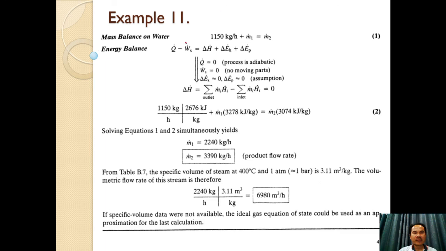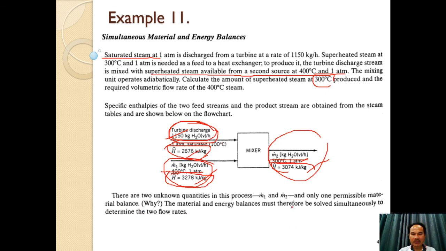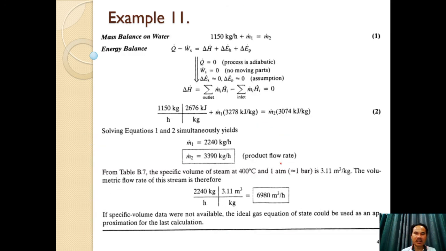The first step, you make the mass balance of water around the mixer. We have water input of two feeds and one output. Input 1150 plus M1 equals M2, because there is no generation, no consumption, and no accumulation. We assume the flow rate input to the system equals the flow rate output. We get 1150 plus M dot 1 equals M dot 2. This is the mass rate balance.